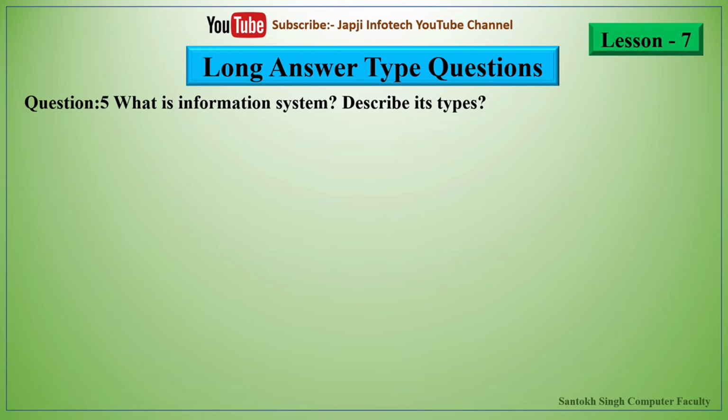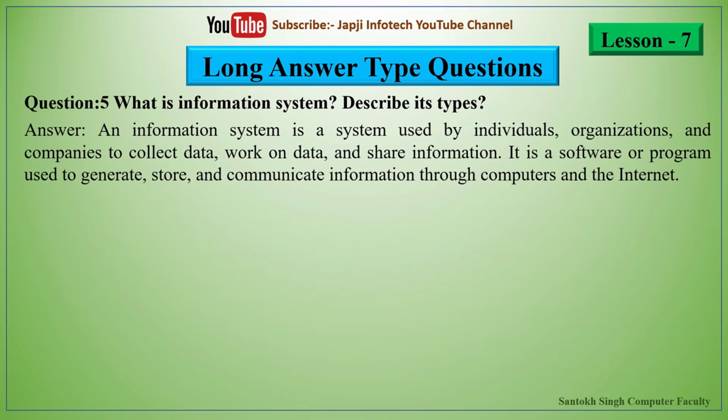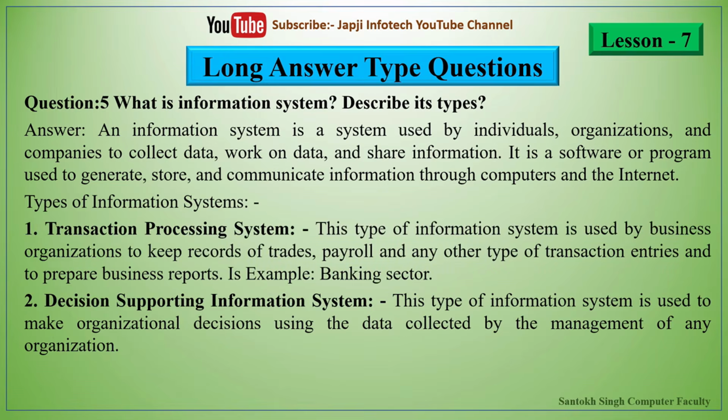And the fifth question is, what is information system? Describe its types. So an information system is a system used by individuals, organizations, and companies to collect data, work on data, and share information. It is a software or program used to generate, store, and communicate information through computers and the internet. So the types of information system are, the first one is transaction processing system.